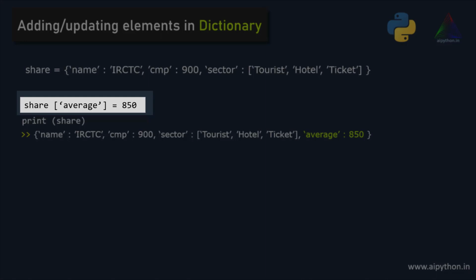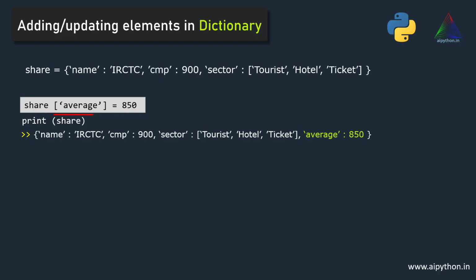Let's say we write share average and 850. What it will do is first check whether this average key is present in the dictionary or not. Certainly it is not present, so this will be added as a new key to the dictionary with the given value. You can see here this average is the new key which is added with 850 as a value. So this is how it works.